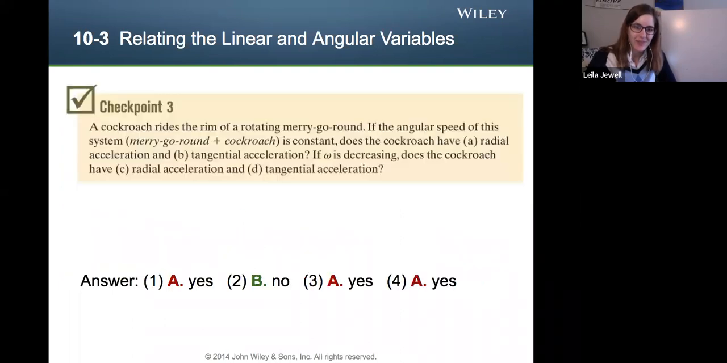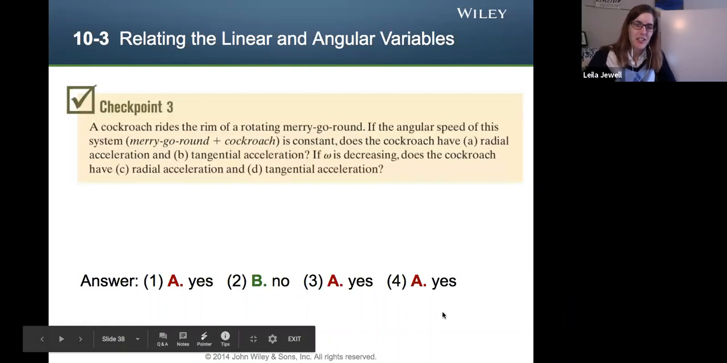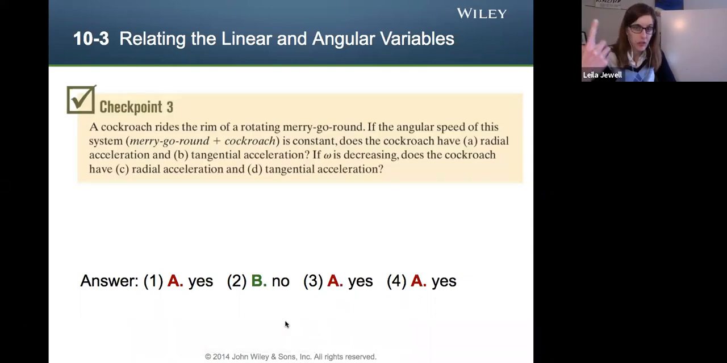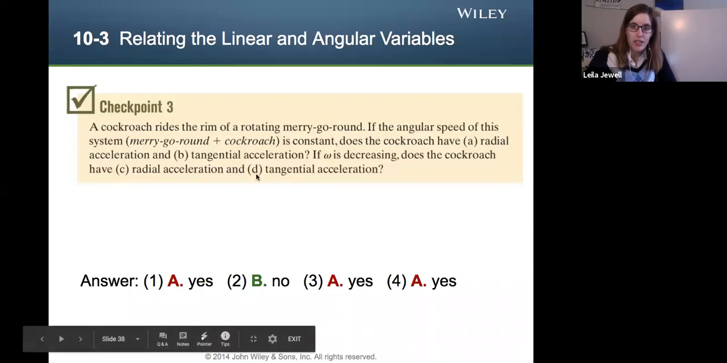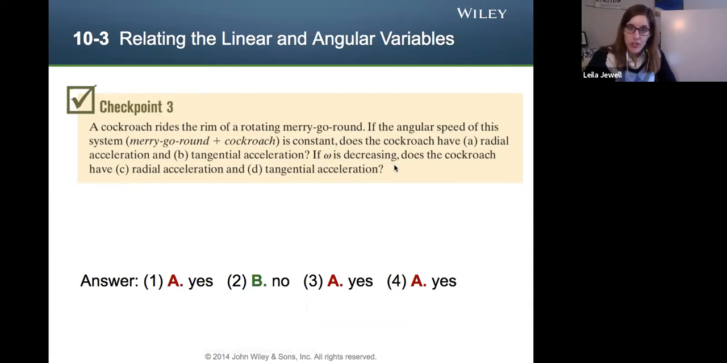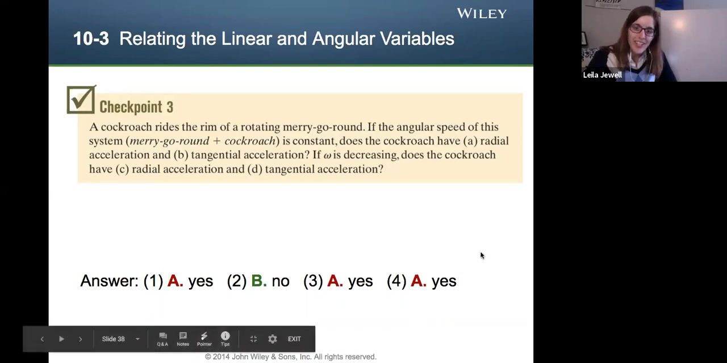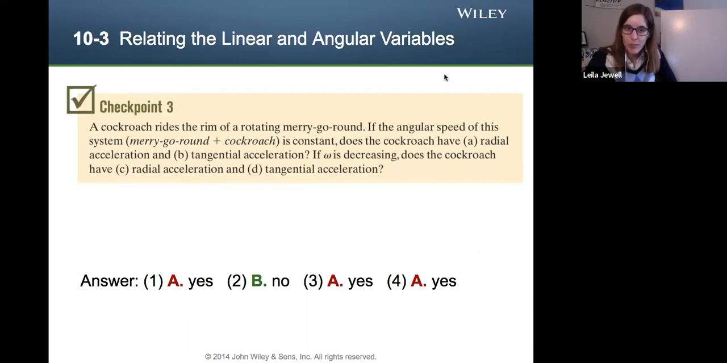Okay, let's check. So yes, no, yes, yes. In other words, for all the radial accelerations, they have to be yes, because the cockroach is riding in a circle. Circular path must have radial acceleration. But if it's a constant angular speed, there's no tangential acceleration. So that's where part 2 is no. It's only if that angular speed is increasing or decreasing that there is a tangential acceleration. And so that's why for part 4, that is indeed yes. So that is where we will wrap up on section 10.3, relating the linear and angular variables.